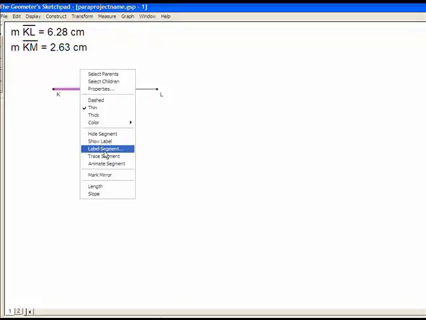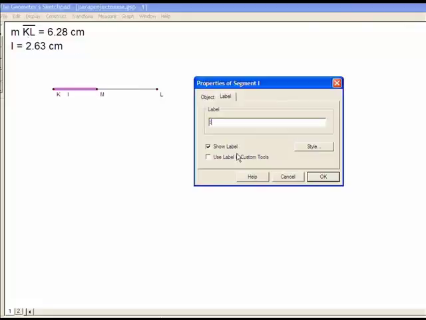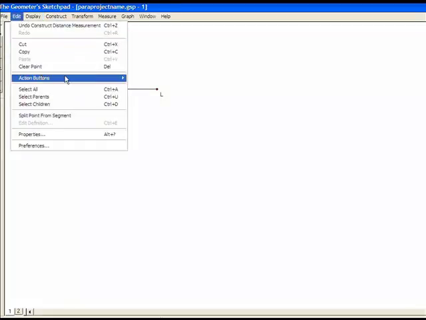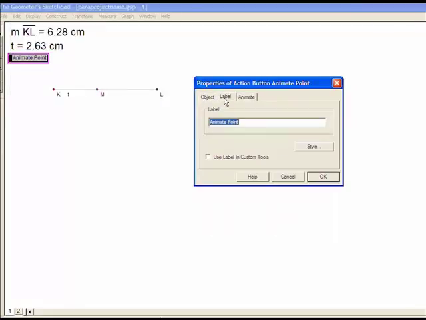The point that rests in between the two endpoints is the one we would like to animate. Go to Edit, Action Buttons, then Animate. Label this button right.